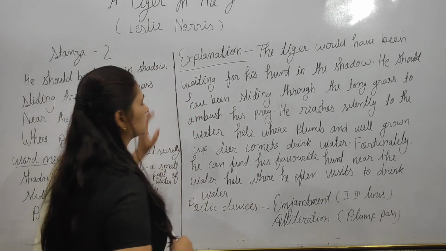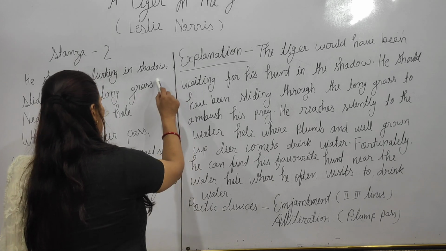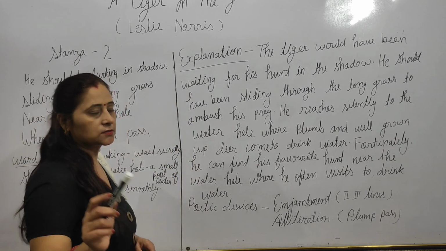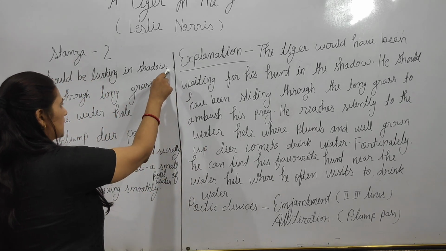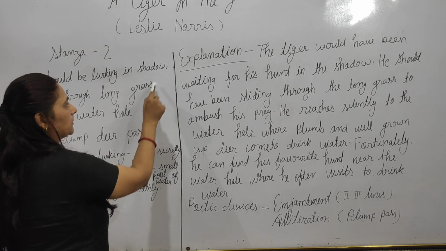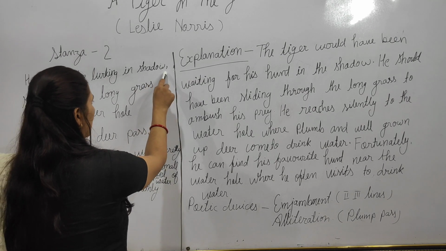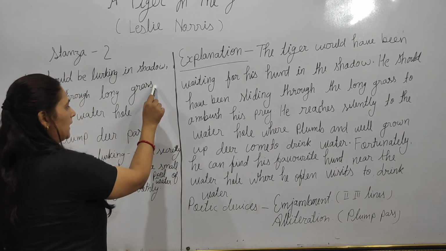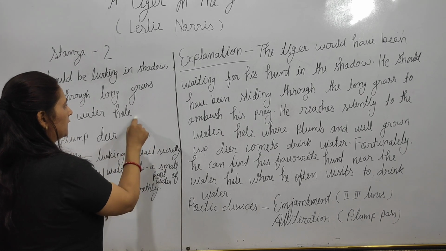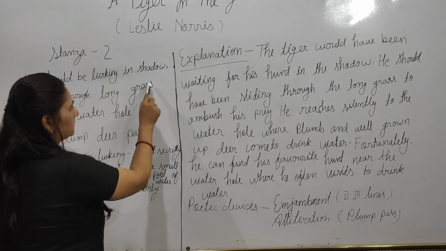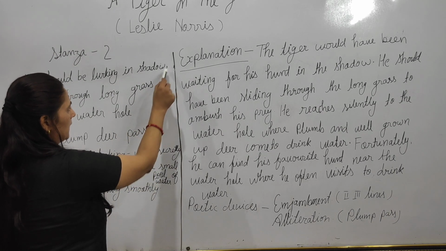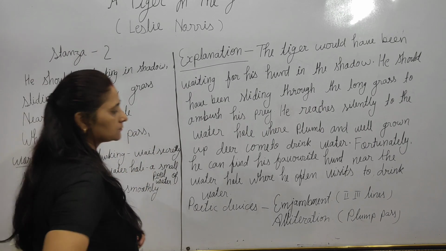Earlier I told you about the rhyming scheme A, B, C, B. As you can see here, shadow is A and grass has no similar sound to shadow, so that is B. Hole is the difference, C. Then pass and grass rhyme, so B. So it is A, B, C, B.